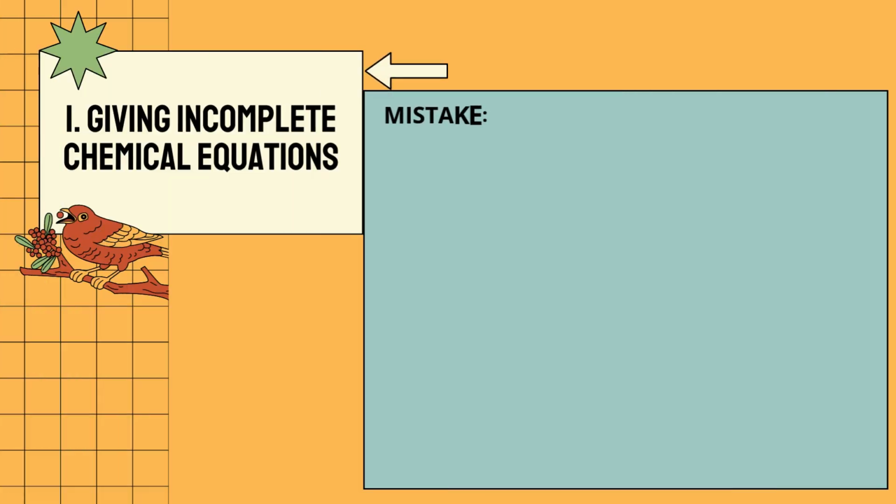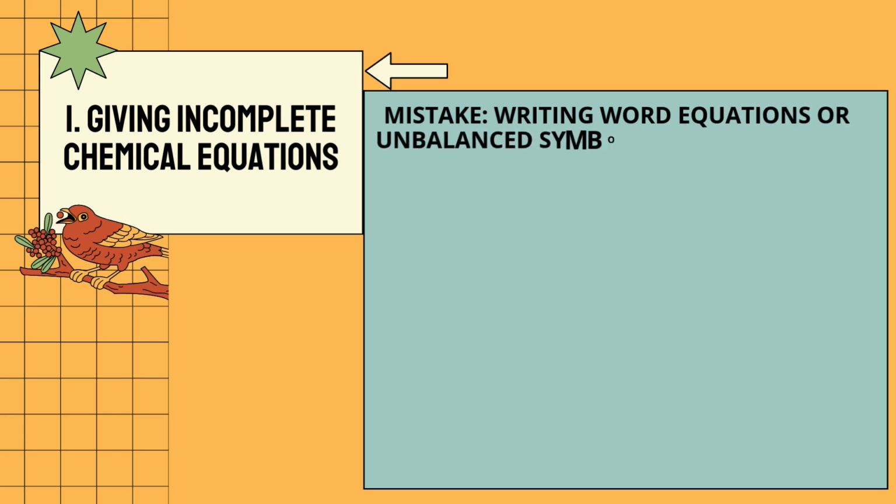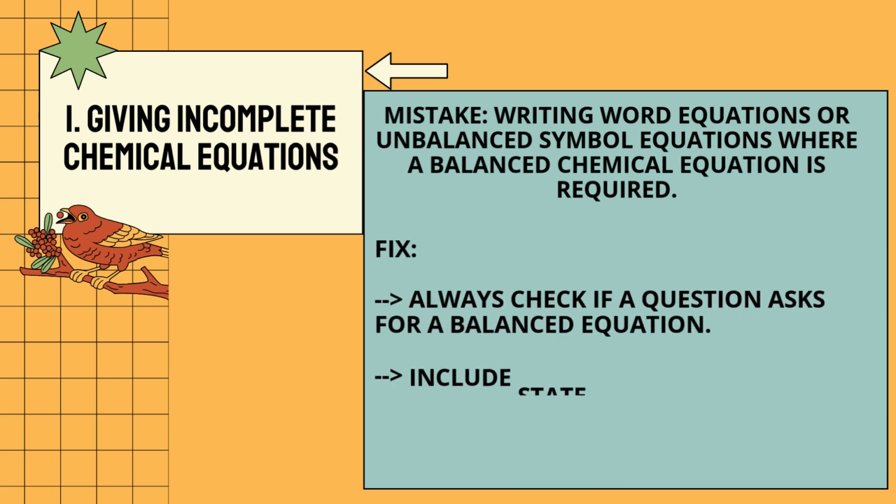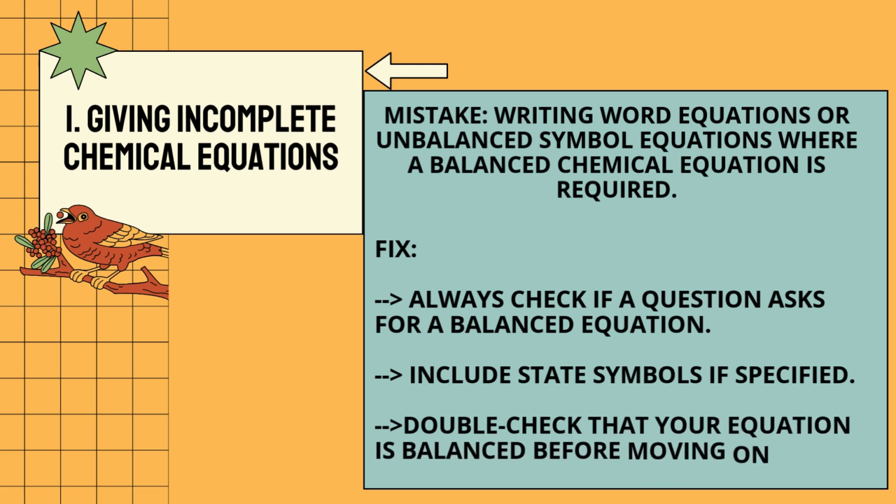Number 1. Giving incomplete chemical equations. The mistake is writing word equations or unbalanced symbol equations where a balanced chemical equation is required. So how to fix it? Always check if the question asks for a balanced equation. If it is a word equation, then no need to balance it, but if it is a symbol equation, then you have to balance it, my dear.